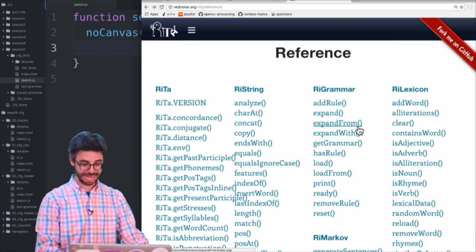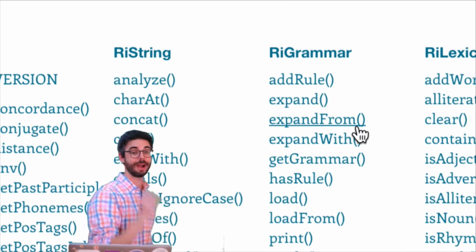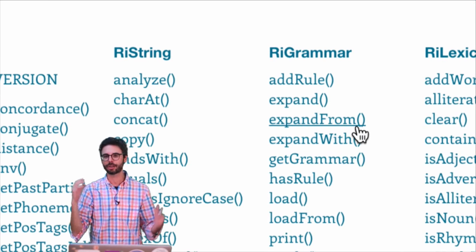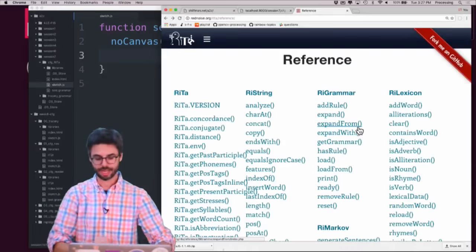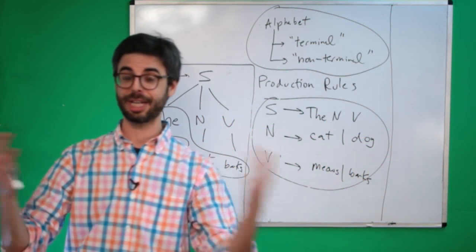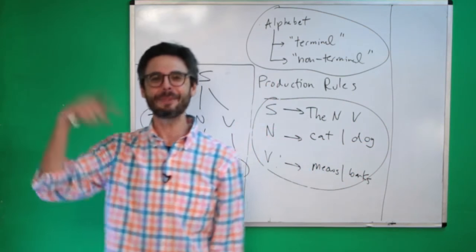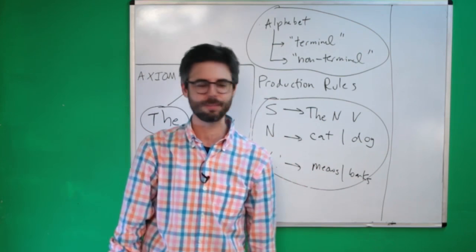But an aspect that I did not look at is the RiGrammar object. So how does the RiGrammar object work, and what kinds of things can you do with it? Okay, so first of all, the RiGrammar object is designed for use with a context-free grammar. Now, if you're wondering what a context-free grammar is, you can double back a couple videos where I talk through it in a bit more detail.